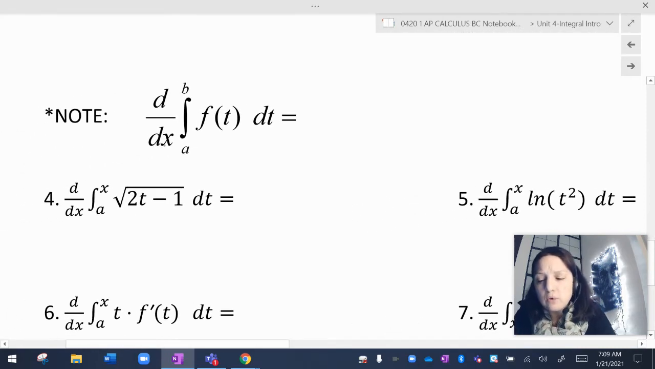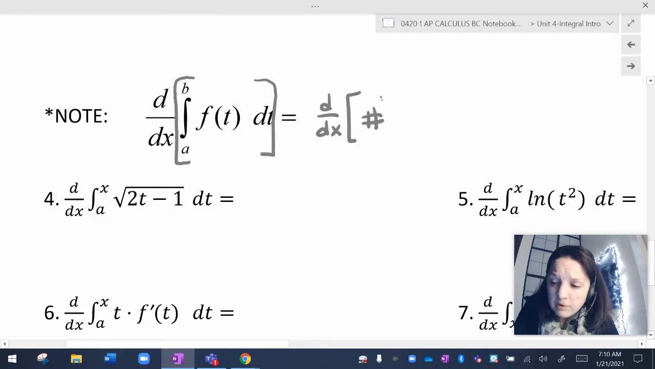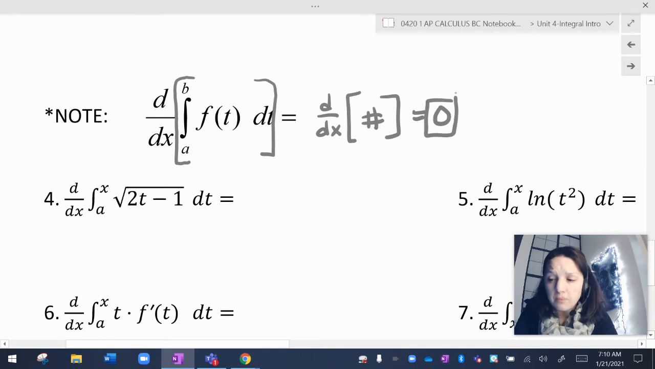What if I had d dx of the integral from a to b of f of t dt? You want to be careful here because you want to realize that, wait a second, I don't have any x's. So when I evaluate the integral from a to b of f of t dt, I'm going to get a number. So this whole inside ends up being d dx of a number, and the derivative of a number is just going to be 0.